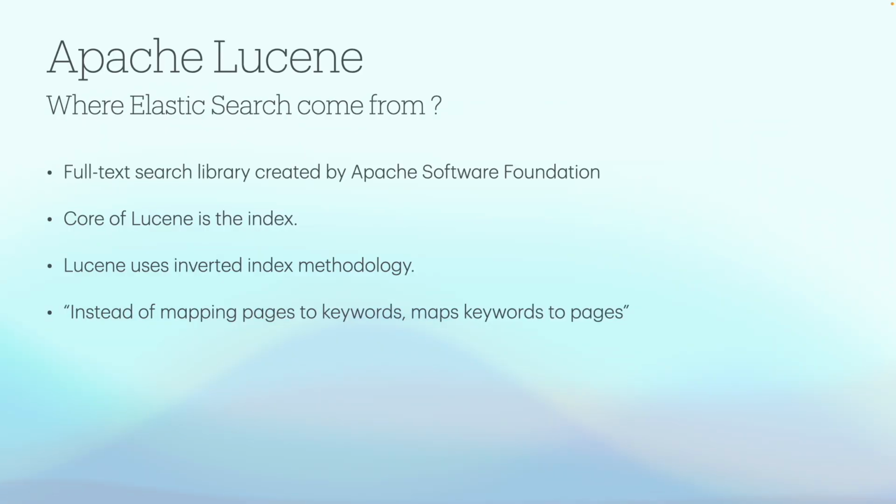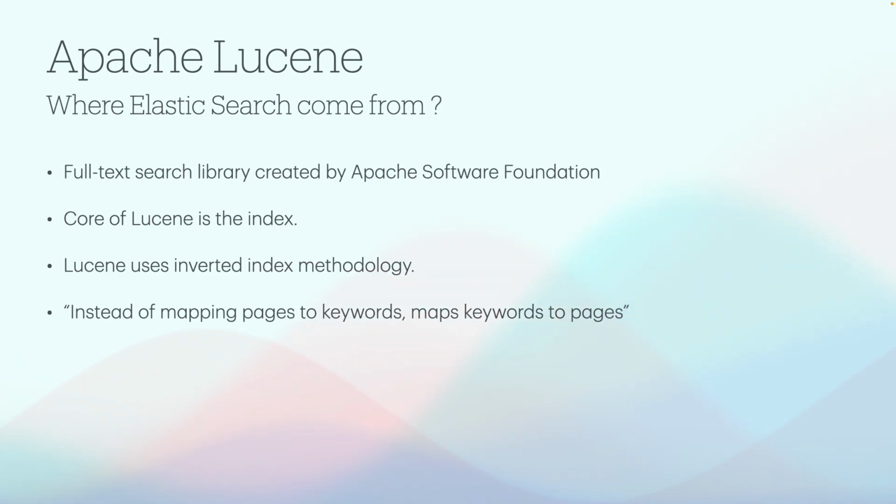The product name is Apache Lucene. This is the main answer to the question of where Elasticsearch actually comes from. Apache Lucene is a full-text search library created by the Apache Software Foundation. Basically, it creates a library for you, and you can do full-text search inside of this library.